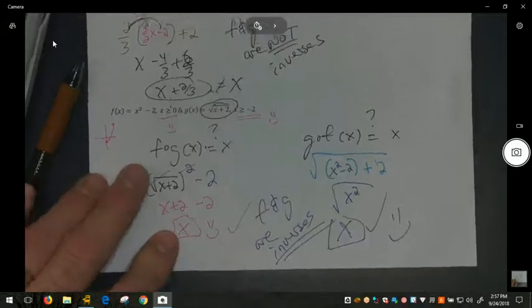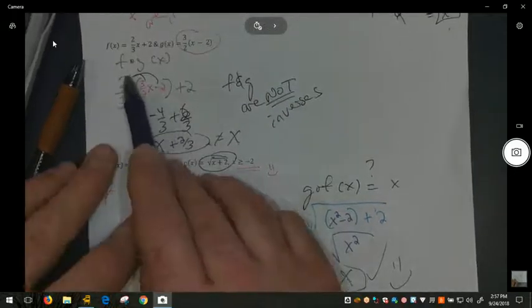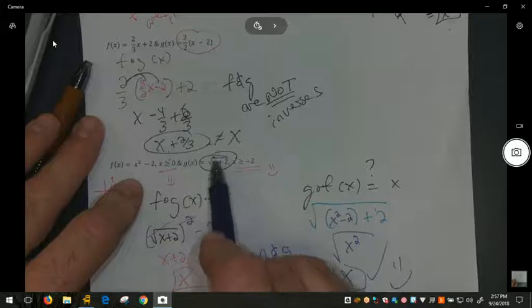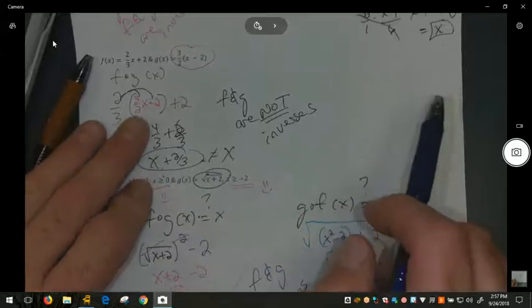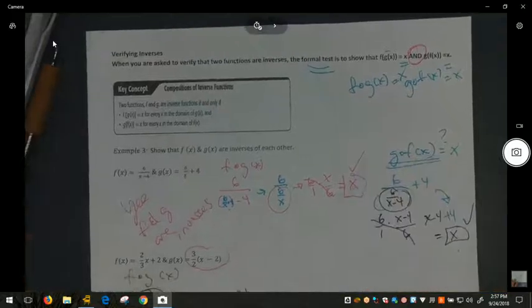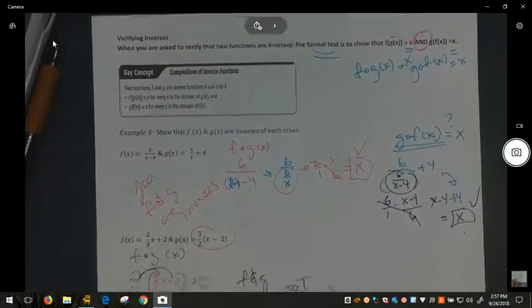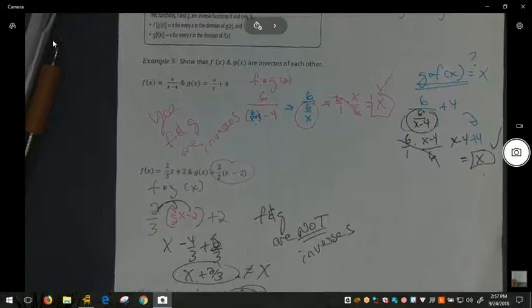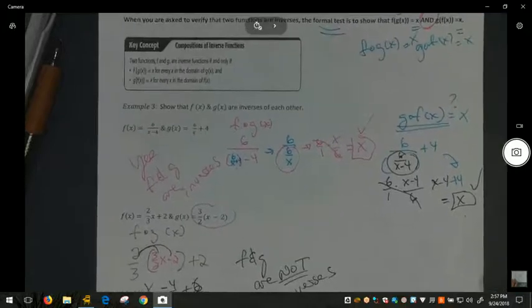You have to provide this work as your evidence of the formal test before you make the statement that they are inverses. Of course, if you have one of them not work, you don't have to test the other one. So that summarizes what you reviewed today from Algebra 2 in class exploration, and it gives you a few more examples to look at. Have a great day.